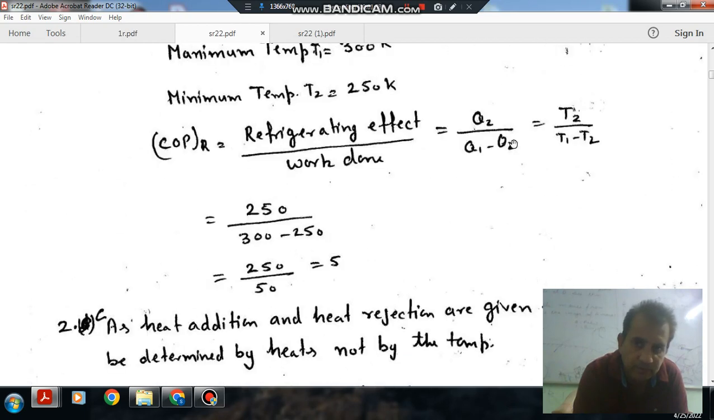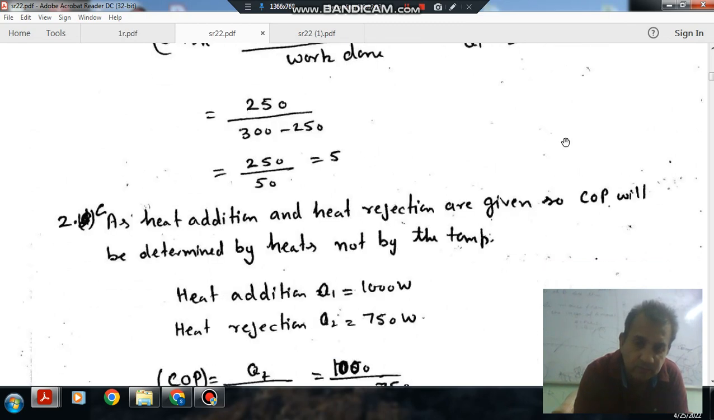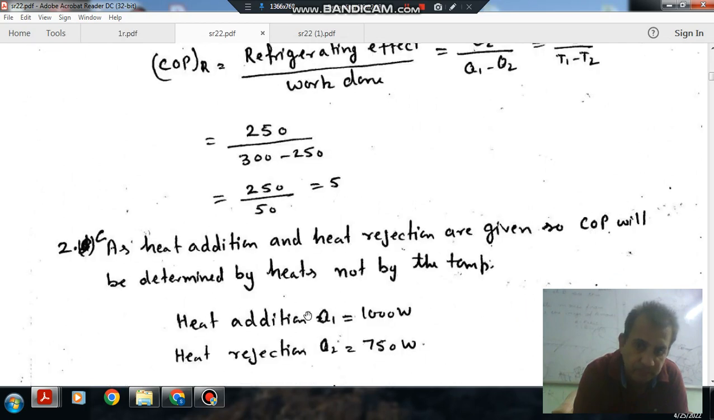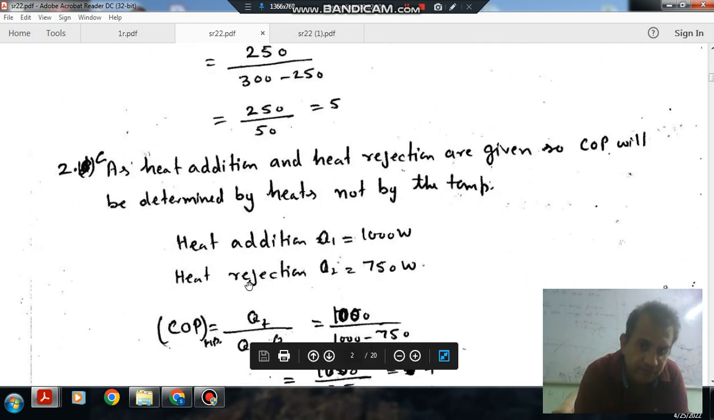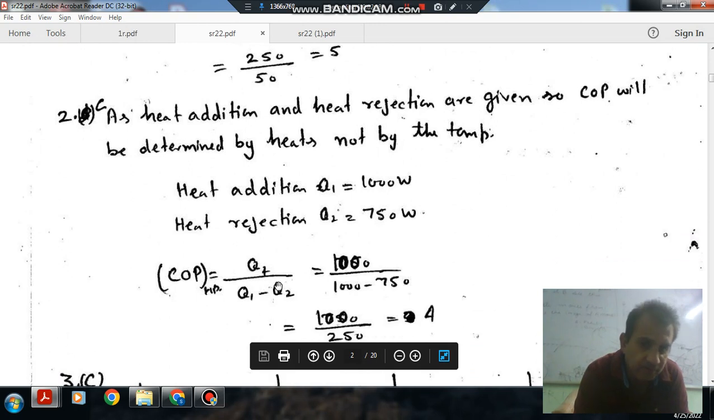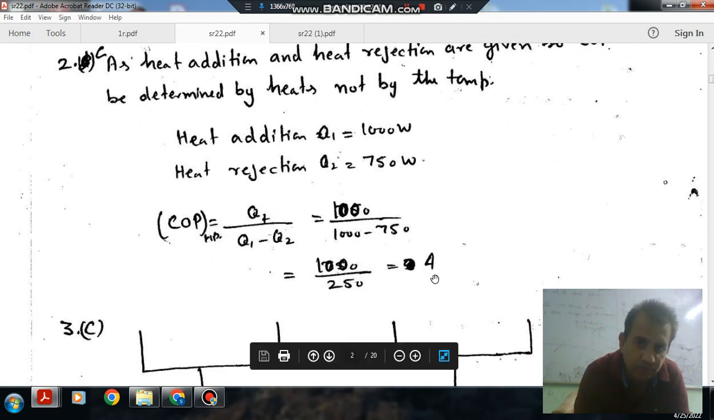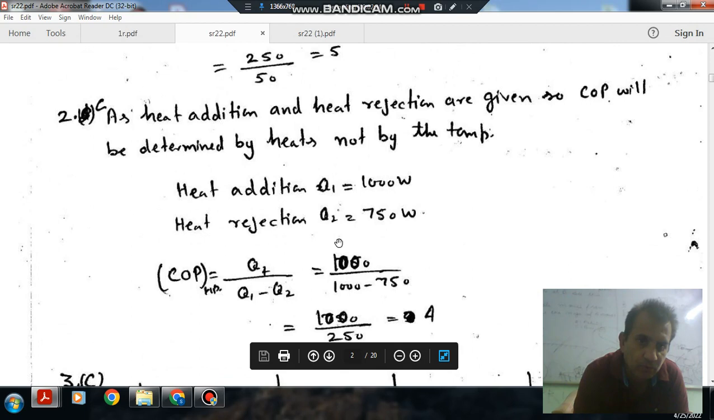Not T2 and T1 like in the previous question, because that COP is for an ideal cycle. When heat addition and rejection are given, then it is the actual COP. So the COP of a heat pump is the heating effect divided by work done. The heating effect is Q1, the heat addition, and work done is Q1 minus Q2, that is 1000 minus 750. So the COP of the heat pump will be 1000 divided by 250, which is 4. So the answer is option C.